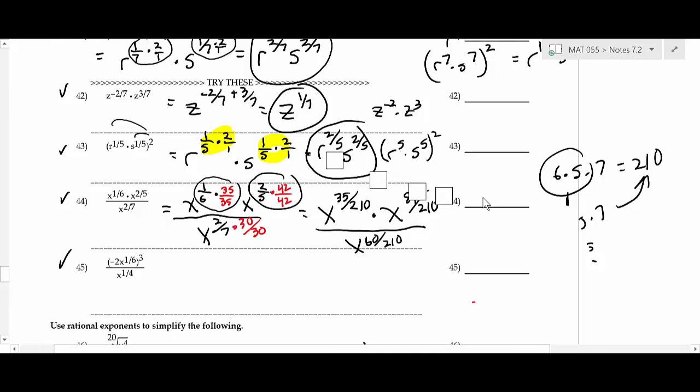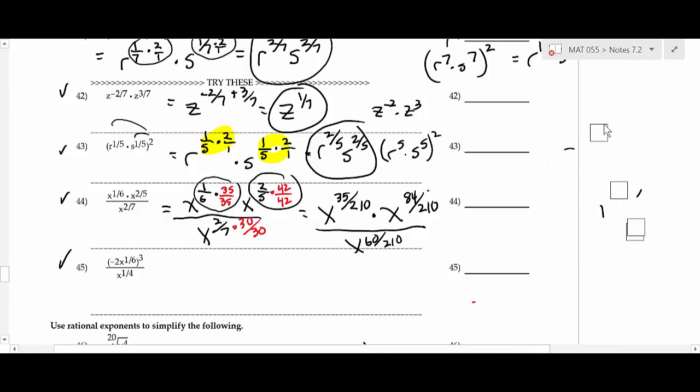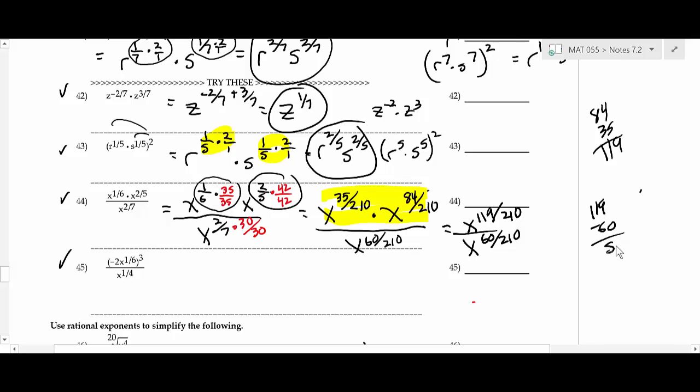Now what you want to do to finish this up is you go ahead and you add the exponents in the numerator, right? So if you add those numbers up, let's see, 84 and 35, what's that, 119? So you would have x to the 119 over 210, over x to the 60 over 210. Then you subtract the exponents. So if you do 119 minus 60, that gives 59.